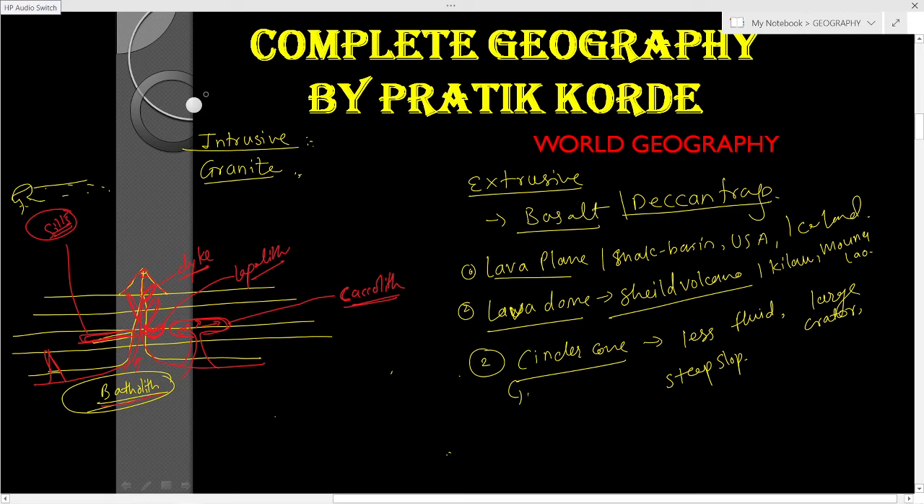For example, Mount Paricutin, then Mount Nyiragongo, etc. Now these are confined in the valley, that lava bridges. Now there are certain other things like lava tunnel.